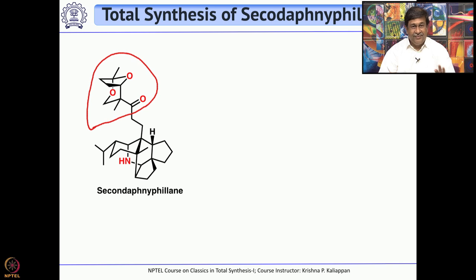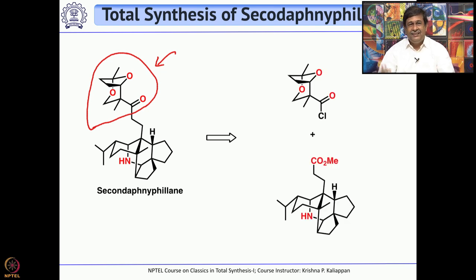For secodaphniphyllane, what is additional is this particular bicyclic compound. According to the retrosynthesis, this can be obtained by a Claisen-type reaction. Already he has successfully made methyl homosecodaphniphyllate.